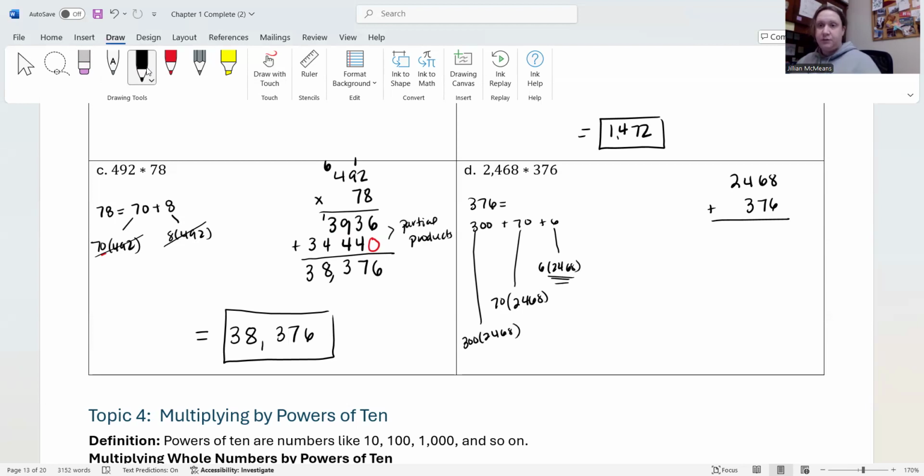6 times 2,468. So we're going to start with 6 times 8. Well, 6 times 8 is 48. So we keep the 8. We carry the 4. 6 times 6 now, that's 36. Plus 4 makes it 40. So I'm going to get 0, carry another 4.